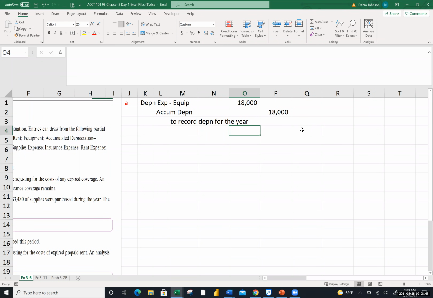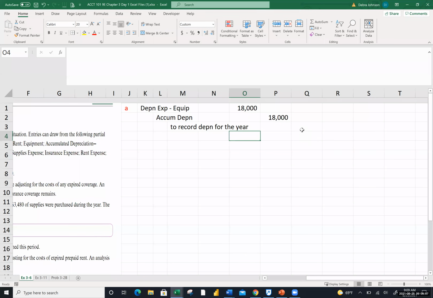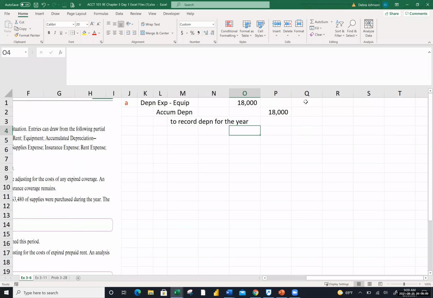So again, things to note: every single one of these adjustments is going to include an income statement account and a balance sheet account. If they forget to record this or make the adjustment for the incorrect amount, all 3 financial statements are going to be affected. So I'm going to come out here and we're going to categorize all of these. So this one is a deferred expense. I'm going to put that in red so it stands out.